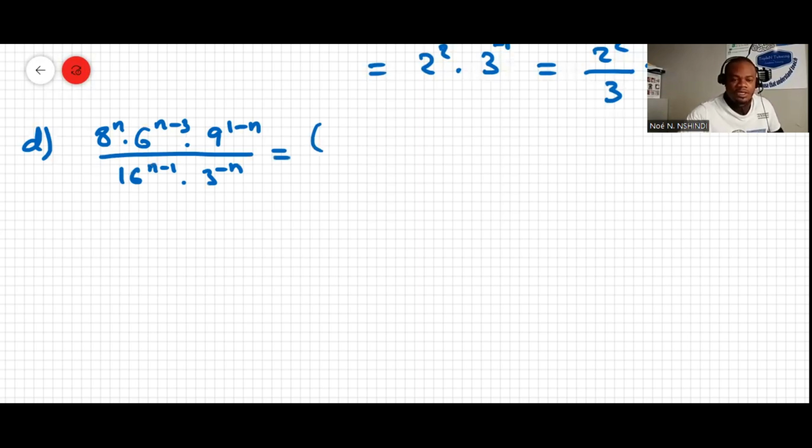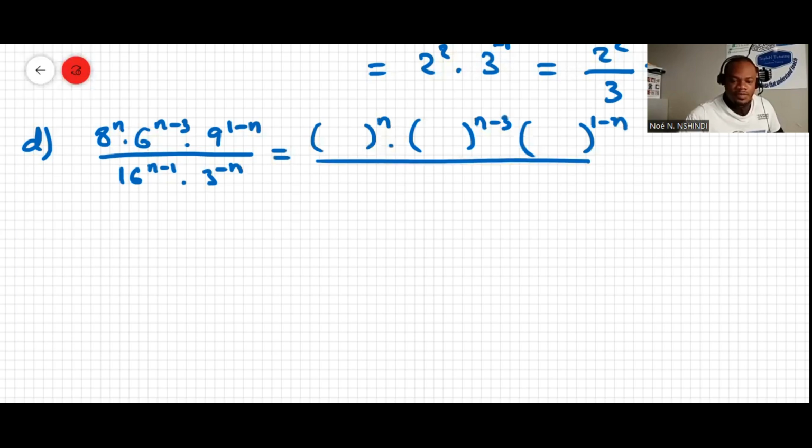So I'll write here 8 to the power of n multiplied by 6 to the power of n minus 3 multiplied by 9 to the power of 1 minus n, all over 16 to the power of n minus 1 times 3 to the negative n. Now I'm going to write 8 in terms of its prime factor as 2 to the power of 3, and 6 as 2 times 3, and 9 as 3 squared, and 16 is 2 to the power of 4.